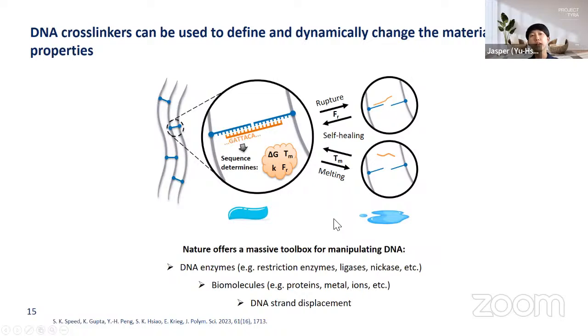An even cooler thing is that nature actually offers a massive toolbox for manipulating DNA. For example, DNA enzymes. You can cut DNA by using restriction enzymes. You can ligate them by using ligase, or even create a nick by using nickase. There are other biomolecules that can also change the DNA property, for instance, proteins, metals, or ions.